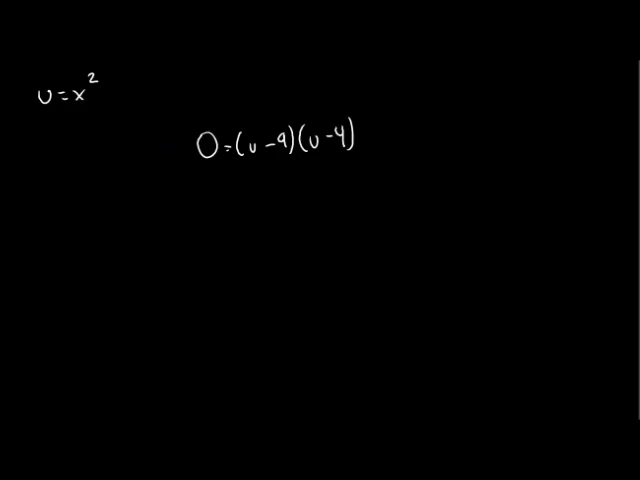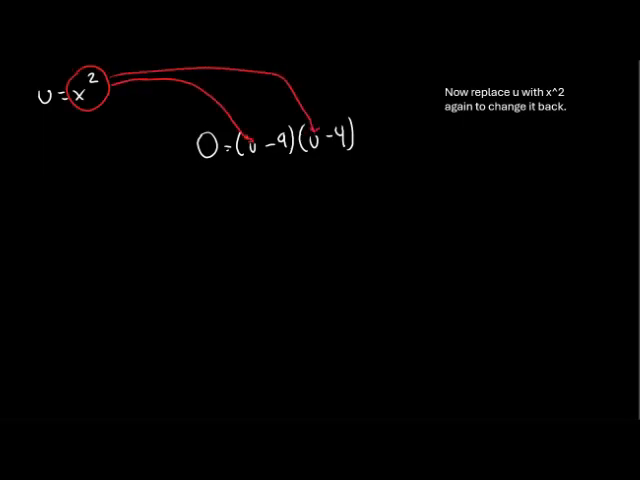Previously, we said that u is the same as x squared. Let's try replacing that u with x squared once again, so now we'll have x in our equation. So in each of the u positions, we will place x squared instead. If we do so, we'll have 0 equals x squared minus 9 and x squared minus 4 for our second term.